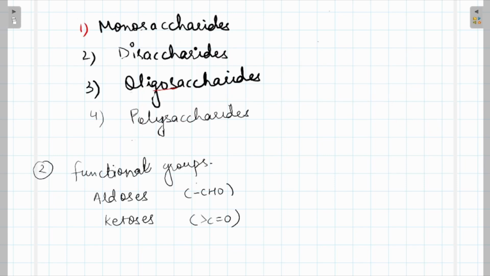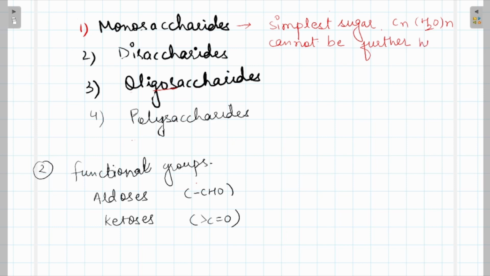Now, the classification on the basis of number of structural units. So, first is monosaccharide. Monosaccharide is the simplest sugar, क्योंकि सिर्फ एक ही unit present है. So, it's the simplest sugar. Basic formula will be CnH2nOn and it cannot be further hydrolyzed. हम इसको further hydrolyze नहीं कर सकते हैं क्योंकि already एक ही unit present है.